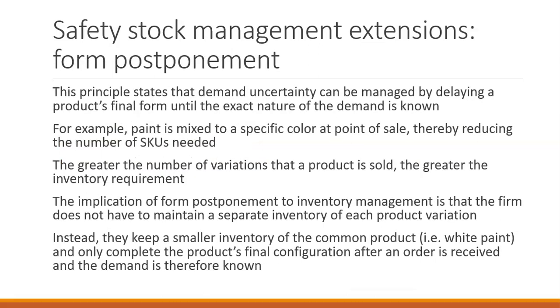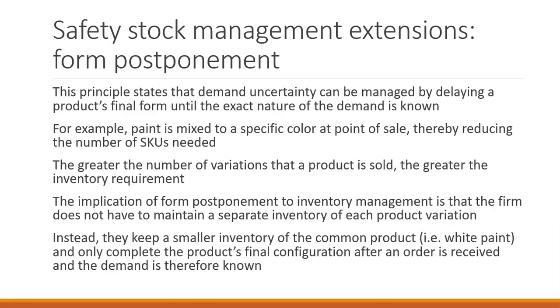And then form postponement. So with form postponement, we believe that demand uncertainty can be managed by delaying a product's final form until the exact nature of the demand is known. Okay, so for that example, this is a just-in-time measure. Okay, so like paint, we keep just bases for paint, and we only mix a specific color when the customer asks us to. That way we don't have to try to maintain a certain amount of every single color.